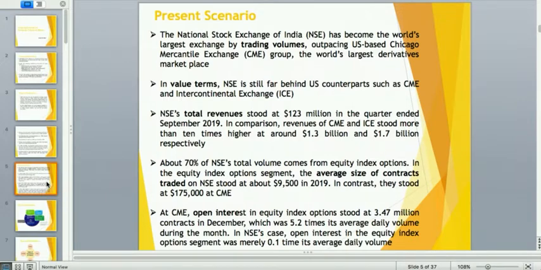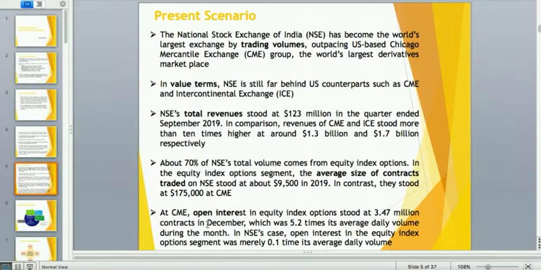So the first point that I have here says that NSE has become the world's largest exchange by trading volumes, outpacing US based Chicago Mercantile Exchange, CME Group, the world's largest derivative marketplace. Now this feat of topping the volume league table by NSE is definitely noteworthy, especially given the hostility derivatives trading has faced in India in recent years. However, if you look at the other points that I have mentioned here, we will try to see and evaluate if in real sense are we going up, is our derivative market growing in size.